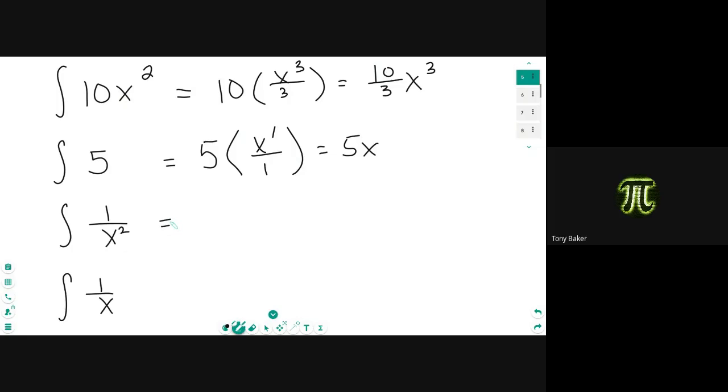Not this one. If this was a derivative, what have we always done? Yeah, we put it up and made it negative, and we used the power rule, right? Let's do the same thing. So we're going to do the integral of x to the negative second power.